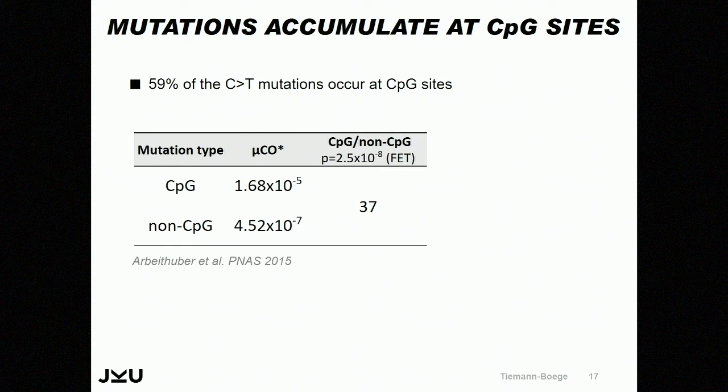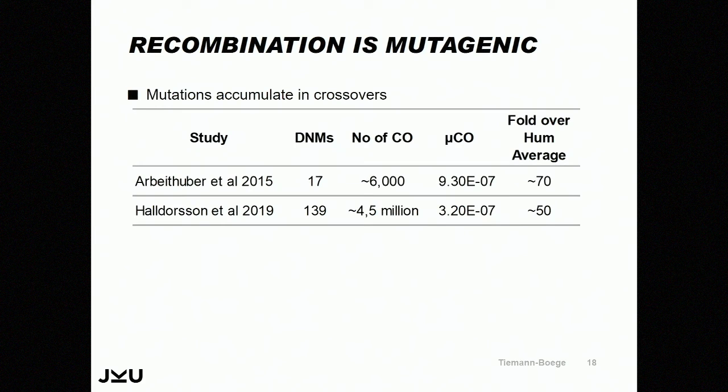Not only that, we looked a little bit closer at where these mutations occurred, and most of them, 60%, about 2/3 of them, happened in the context of a CpG site. So now, considering the CpG sites and the number of effective sites, we estimate a mutation frequency of about 10 to the minus 5.